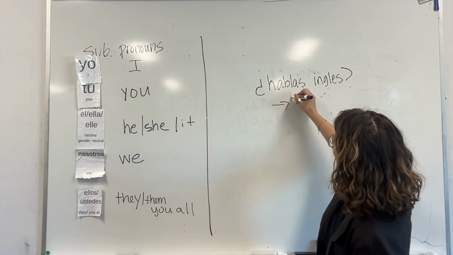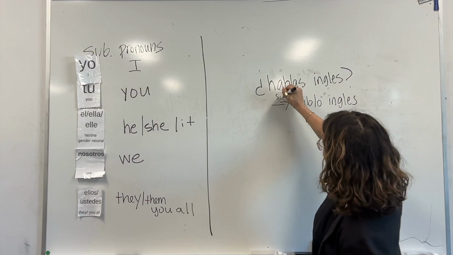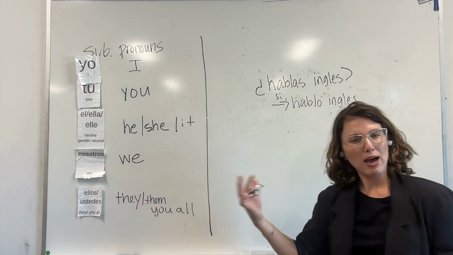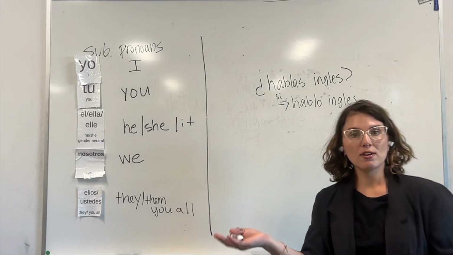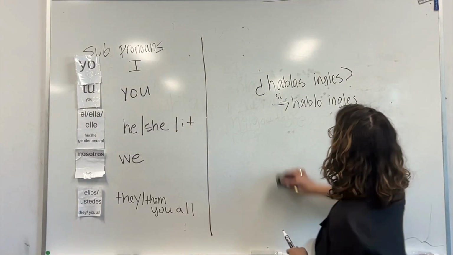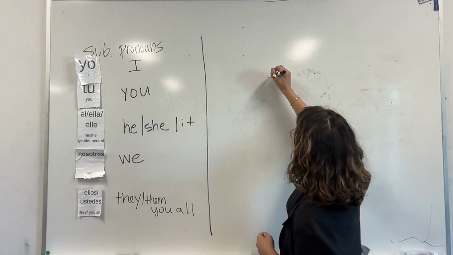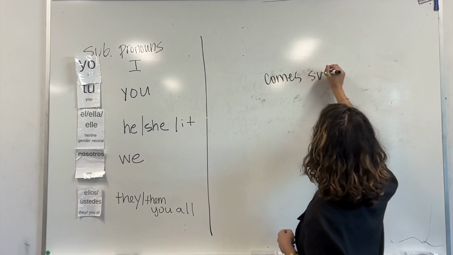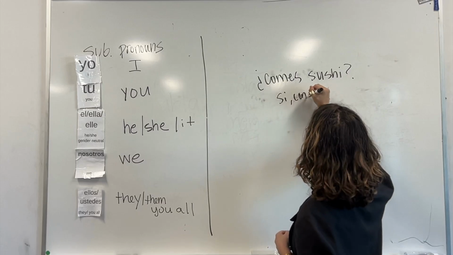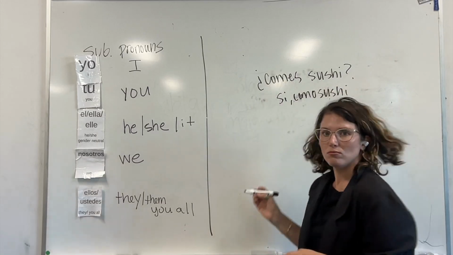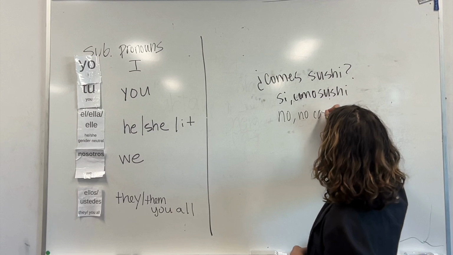The answer, hablo inglés. You could also add a sí, a yes. Sí, hablo inglés. ¿Hablas inglés? Sí, hablo inglés. You could say, ¿hablas español? Sí, hablo español. We could do it with comer. ¿Comes sushi? Do you eat sushi? Sí, como sushi. Or, no como sushi.